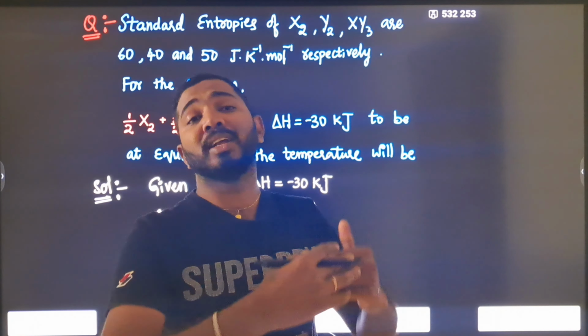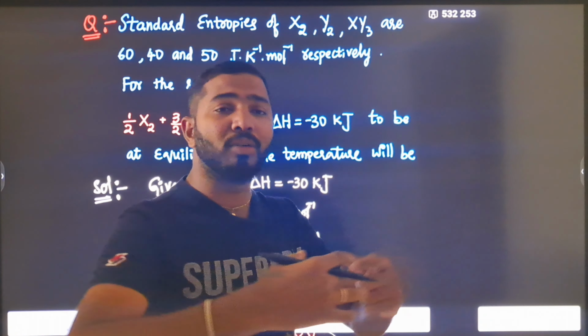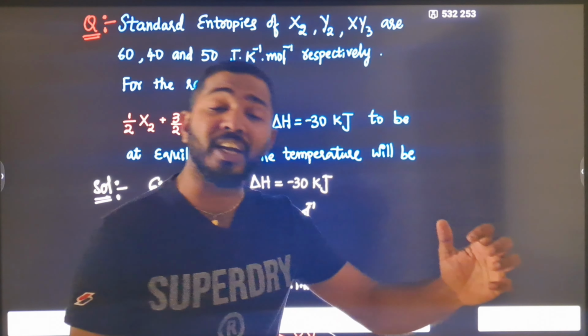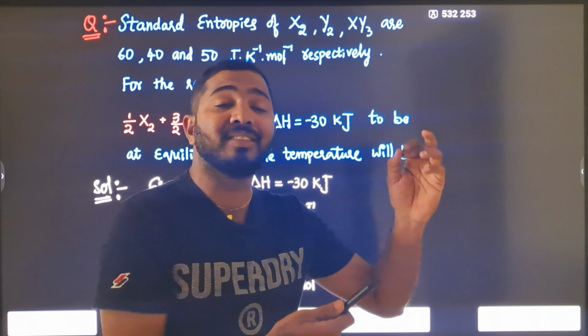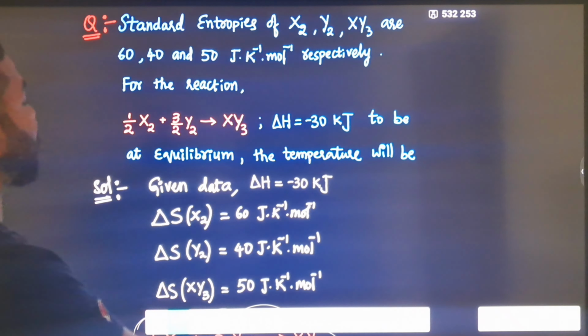The students have been continuously asking this question through WhatsApp. It is a very beautiful question recently asked in NEET. So let me just go with the question.